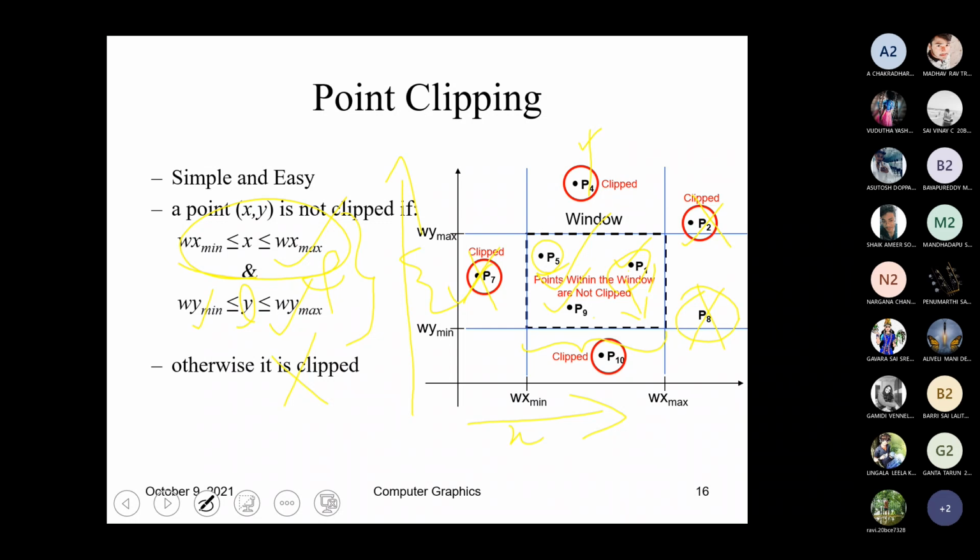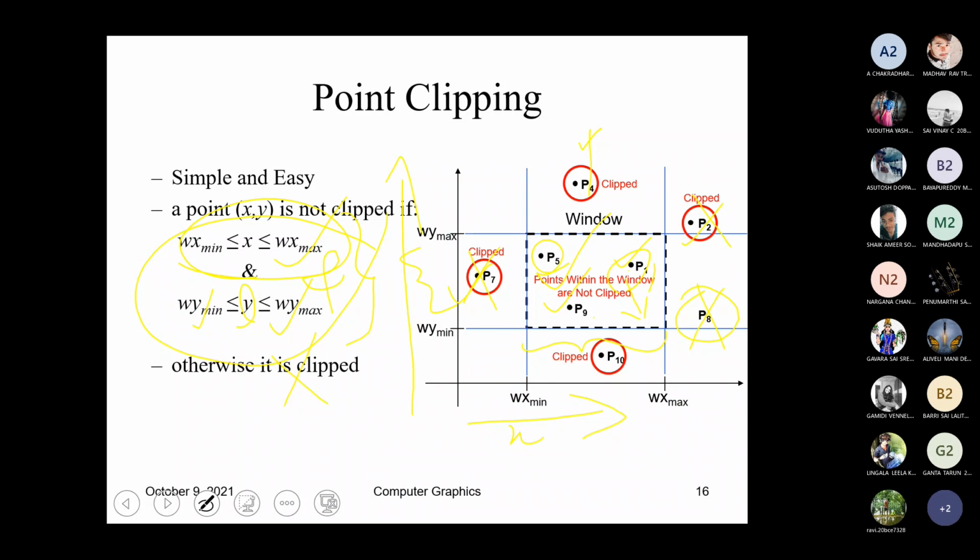The points within the window are not clipped. The points outside the window are clipped off. That is called point clipping. And you should remember this mathematical equation also: x should be between x min and x max, y should be between y min and y max.